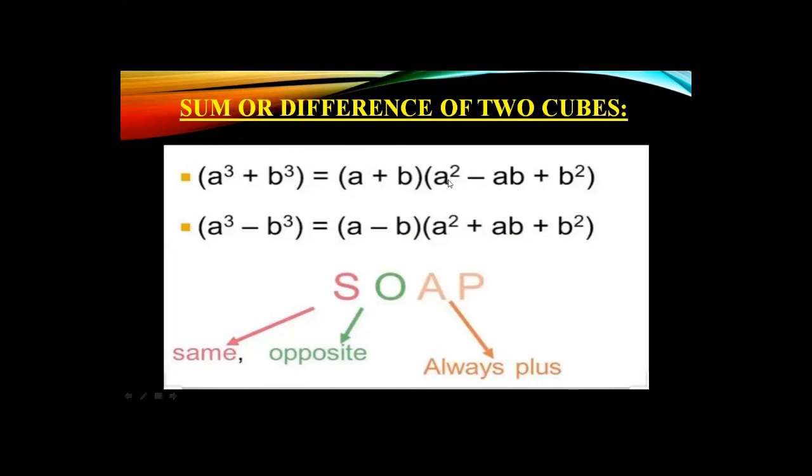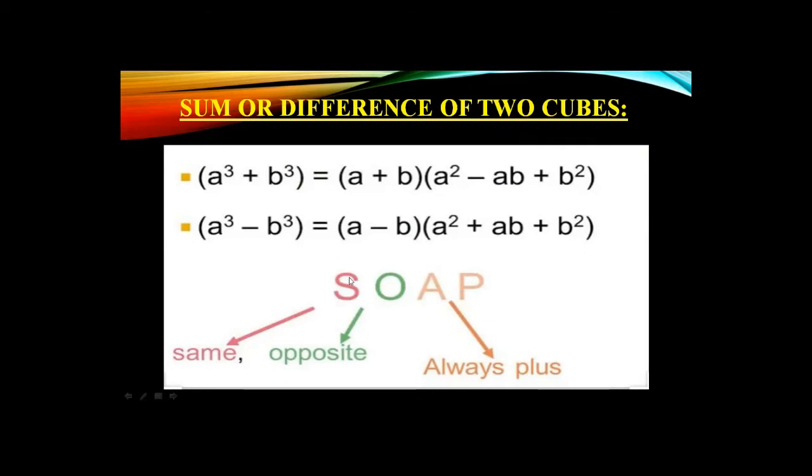In the previous formula, we noticed that if the formula is in plus, all signs will be in plus, and if the formula is in minus, we see alternate signs. But these two formulas are different in the form of signs. See, plus, plus, minus, plus. Here it is minus, minus, plus, plus. So I'm going to share a trick with you by which you can easily get this formula. For the sum or difference of two cubes, the sign technique or trick is SOAP. And what does this SOAP mean?